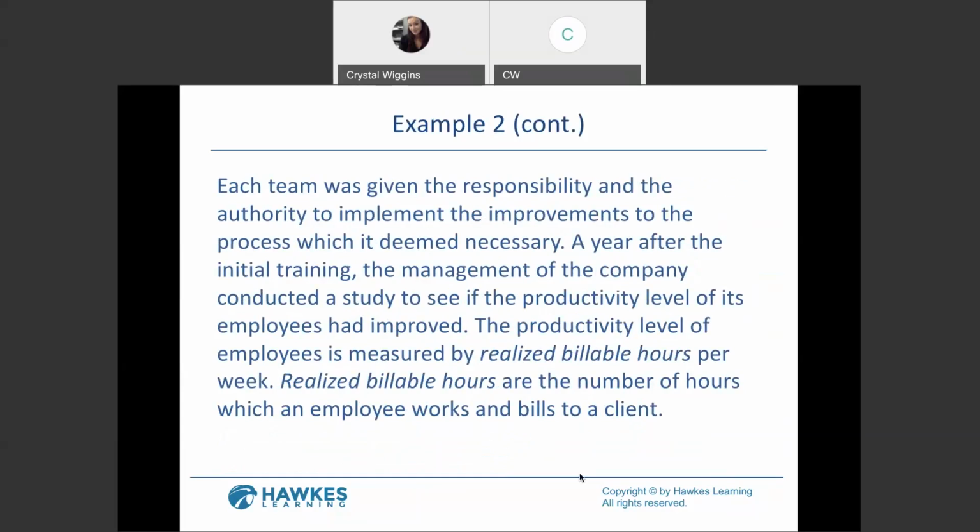A year after the initial training, the management of the company conducted a study to see if the productivity level of its employees had improved. The productivity level of the employees is measured by realized billable hours per week. Realized billable hours are the number of hours which an employee works and bills to a client.